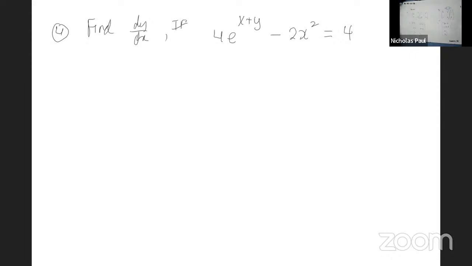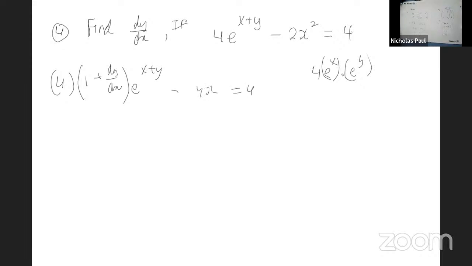Right, so we have a few options, as I said. You can work it out as it is, or you could write 4e^x by e^y and do a product if you want. Or you can differentiate just like that. You'll get 4 by differentiate x plus y, you'll get 1 plus dy/dx. Then write back e^(x+y). Same way we differentiate e^f(x): differentiate f(x) and put it in front. Minus 4x equal to 4. And that's it.